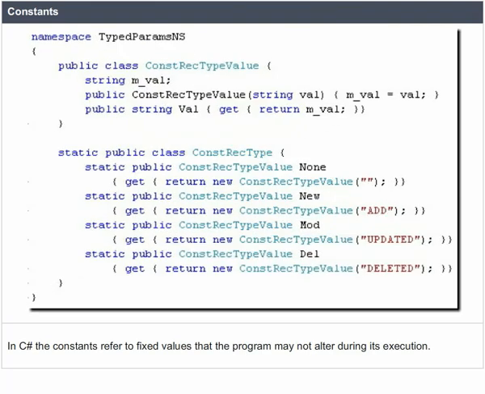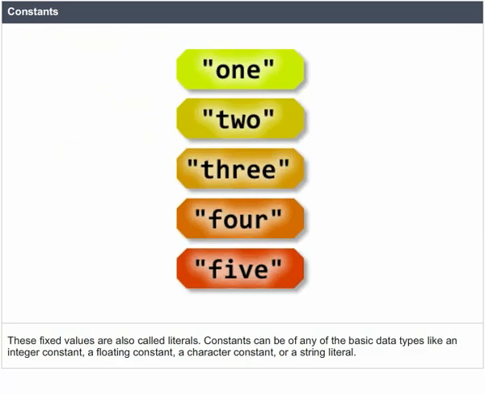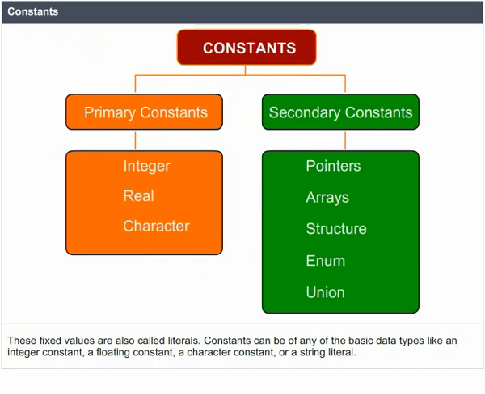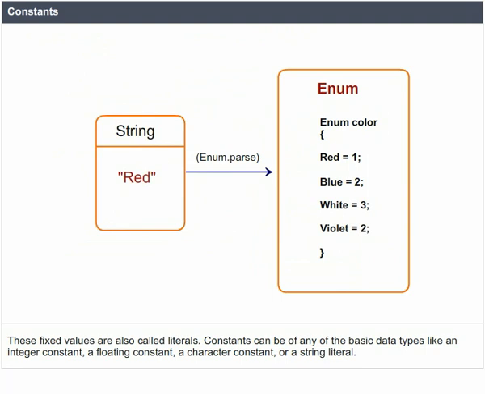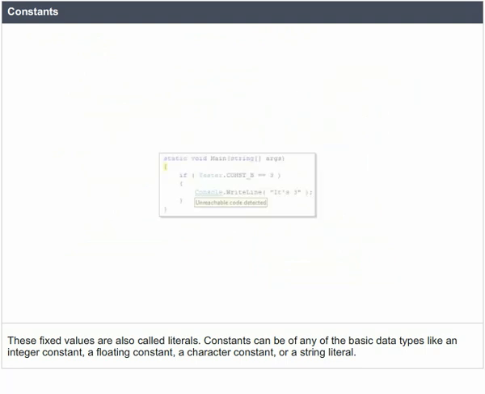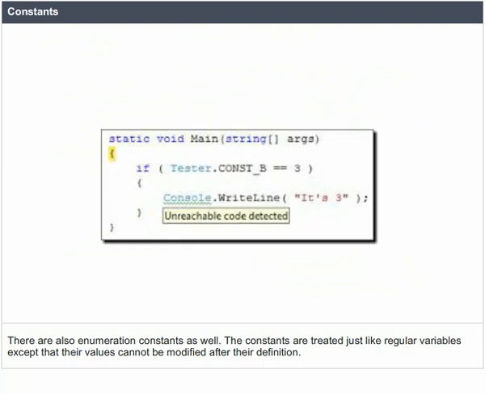Constants. In C#, the constants refer to fixed values that the program may not alter during its execution. These fixed values are also called literals. Constants can be of any of the basic data types like an integer constant, a floating constant, a character constant, or a string literal. There are also enumeration constants as well. The constants are treated just like the regular variables, except that the values cannot be modified after their definition.